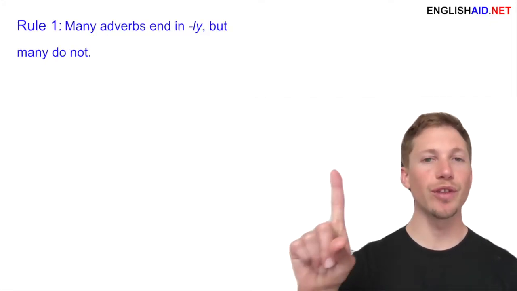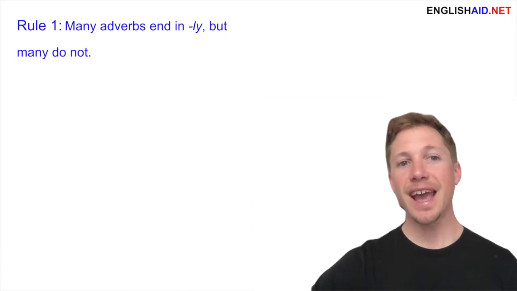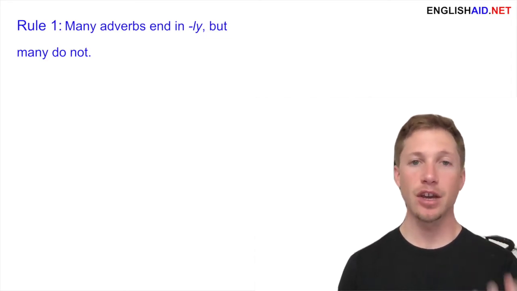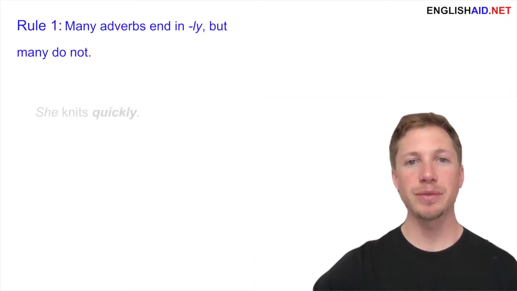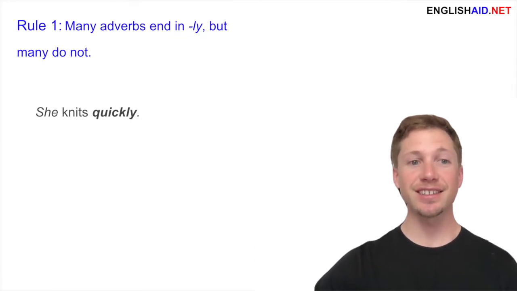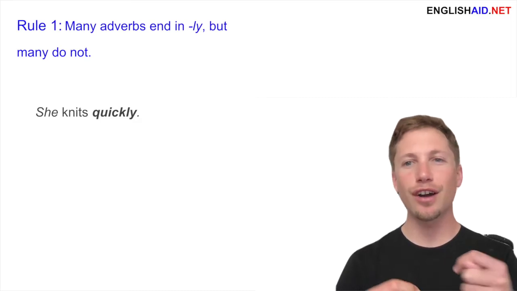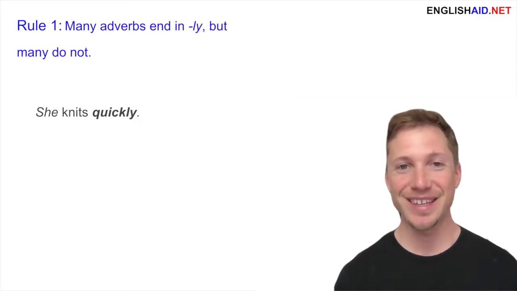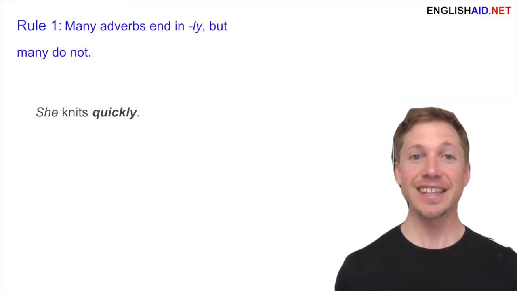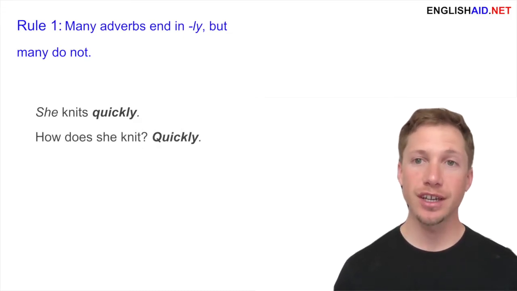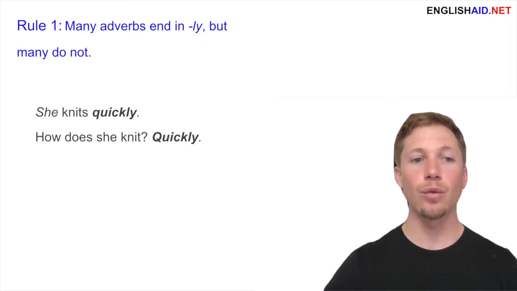Now here is rule number 1. Many adverbs end in ly, but many do not. So I'm going to teach you how to determine when to put an ly at the end and when you don't need it. Let's go on to some examples. She knits quickly. So knitting is the action of making a scarf or a hat or a blanket, something. And so this person knits quickly. So you ask yourself, well, how does she knit? It's quickly. So we need to add ly.